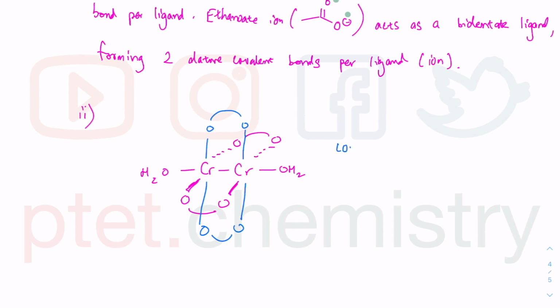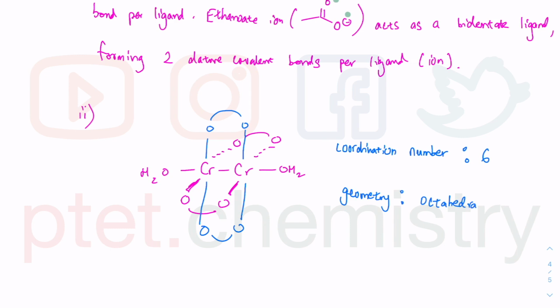First of all, coordination number is the total number of dative covalent bonds around a metal center. So I have 1, 2, 3, 4, 5, 6. I have an octahedral environment. So 6 dative covalent bonds around my 1 chromium center. My geometry is octahedral.